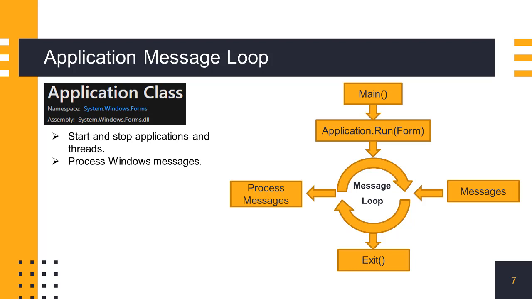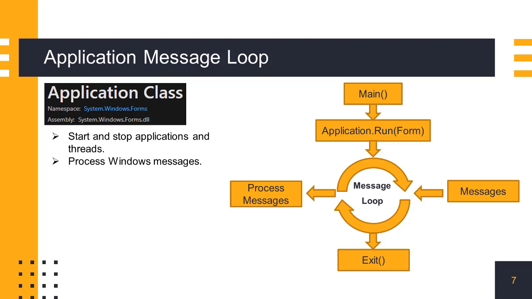In the Windows Forms code, we have seen that the Application class is used to run the form application. The Application class is part of the System.Windows.Forms namespace and has methods to start and stop applications and to process Windows messages. Here we try to understand the internal message loop of Windows Forms.